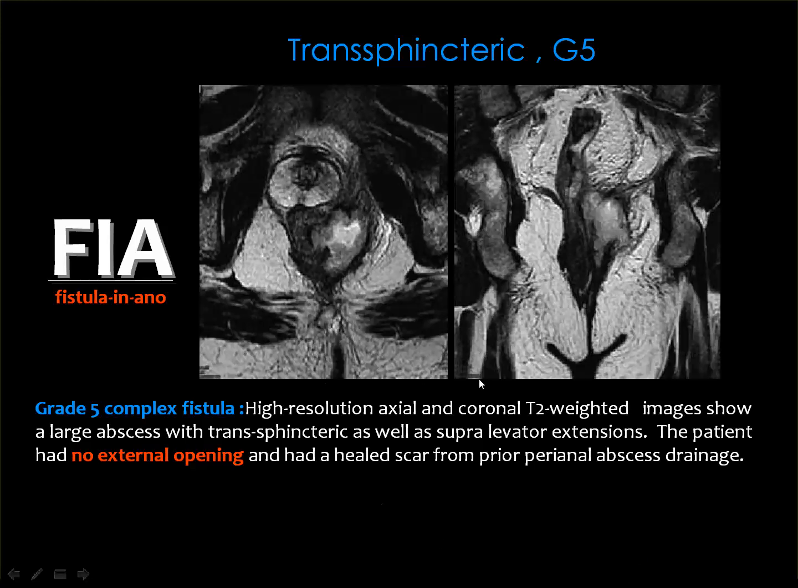And this is a transsphincteric fistula, which has extended above the levator. And this is very easy if you look at the coronal image. And this is the external sphincter that has been crossed by the lesion. And this is the levator ani that has been crossed by the lesion. Then you got a complex fistula, and this resulted in a collection that looks like an abscess, and this abscess has extended across the sphincters as well as above the levator.